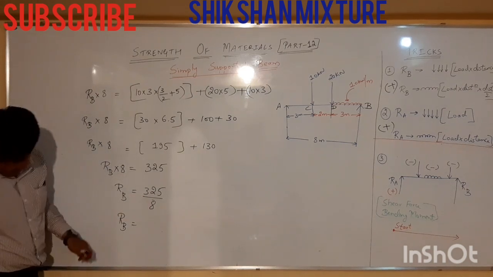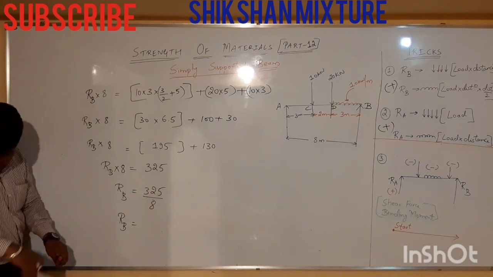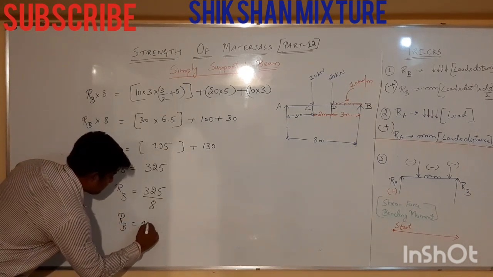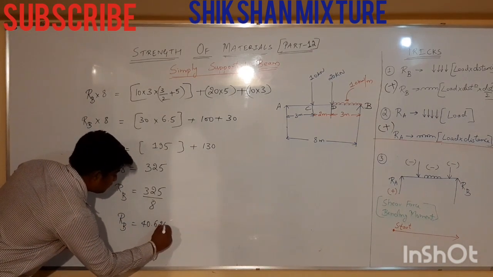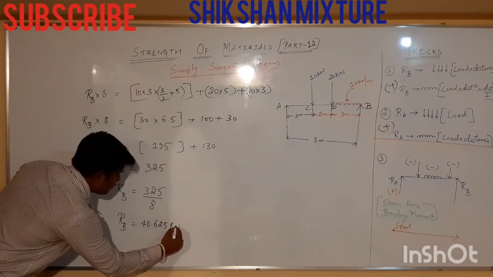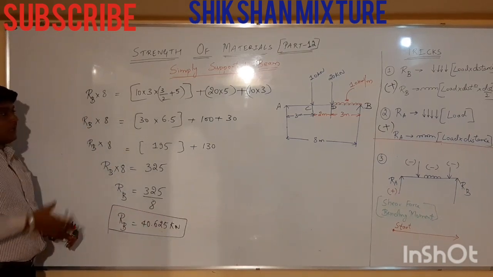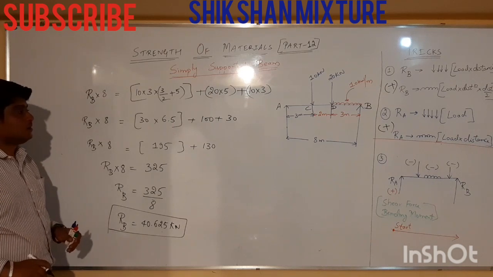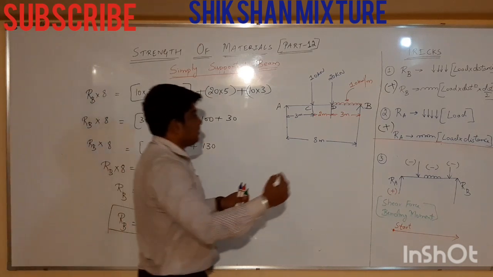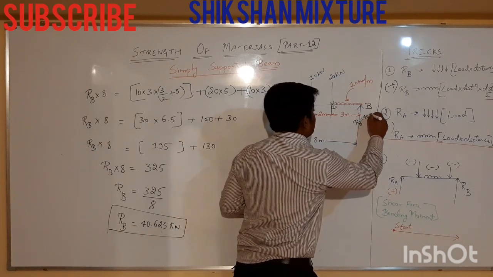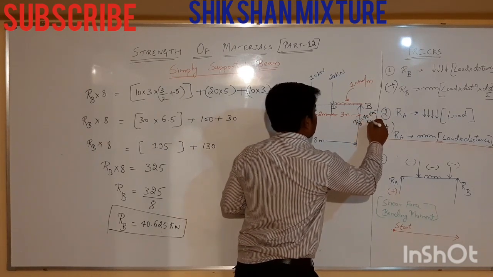If I divide it, I will get RB as 40.625, that is kilonewton. I got RB now. Write it down here. RB is equal to 40.625 kilonewton.